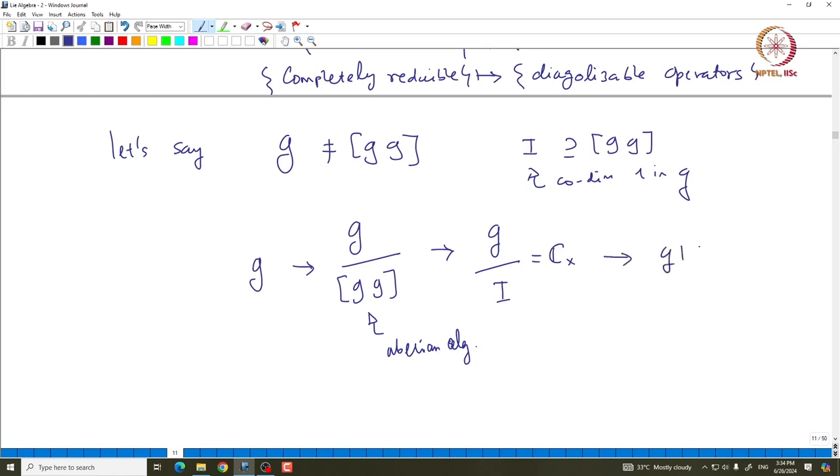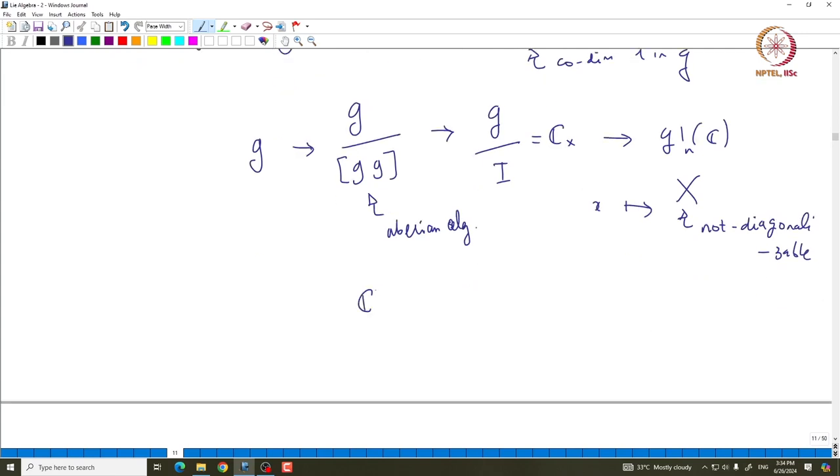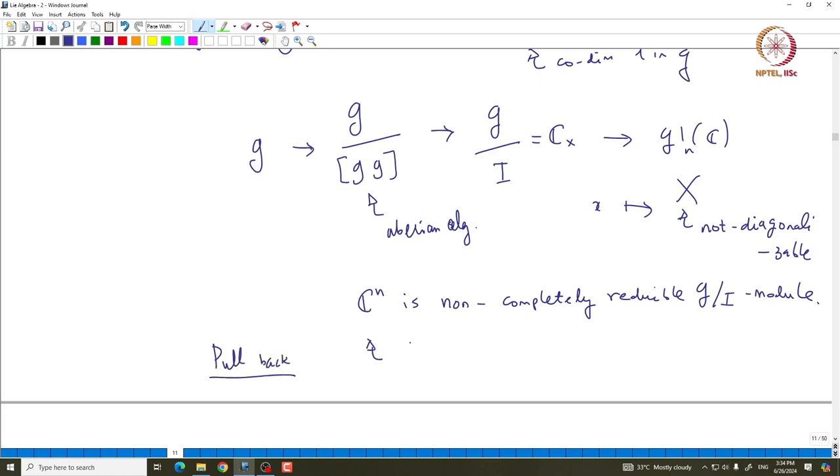Then we can pick some operator, let's say some capital X, which is not diagonalizable. So this X is mapped to this. Then that tells you that this C^n is a non-completely reducible G modulo I module. Now by pulling back, okay, pull back this, that gives you a non-completely reducible G module. One can easily prove that C^n being a non-completely reducible G modulo I module implies C^n is a non-completely reducible G module.